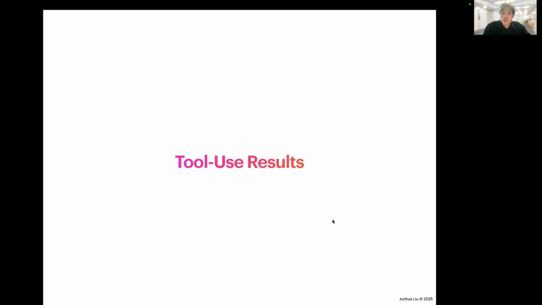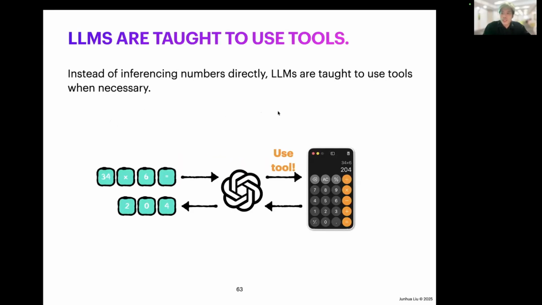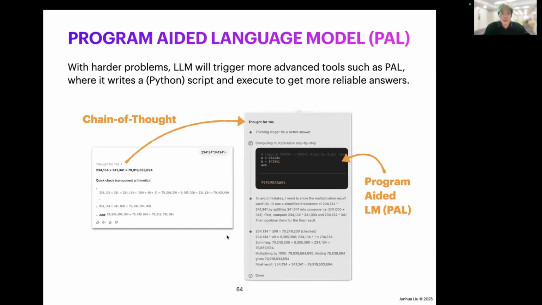Next is tool use results. We have already introduced that when an LLM is asked some mathematical task, the LLM will decide if it should use some help from additional tools. Here it uses a calculator to calculate this mathematical operation and takes the answer from the tool to respond to the user. And when the task gets more complex, the LLM can use Python to generate code and execute it to get a more accurate response, and leverage the response to proceed to future reasoning.